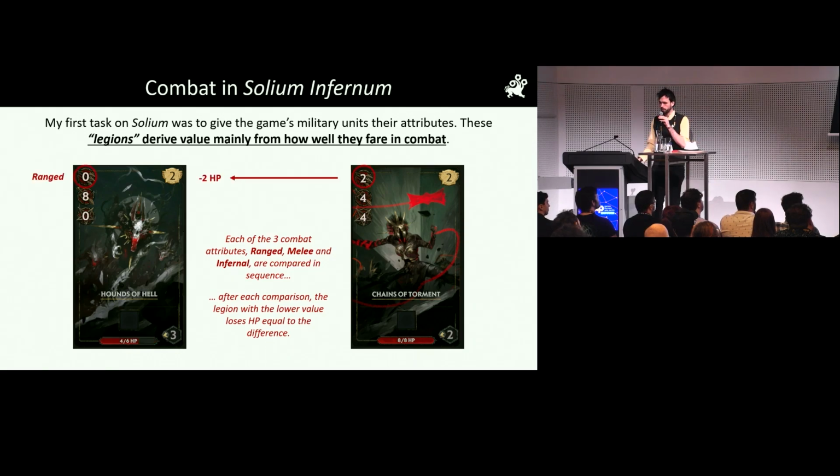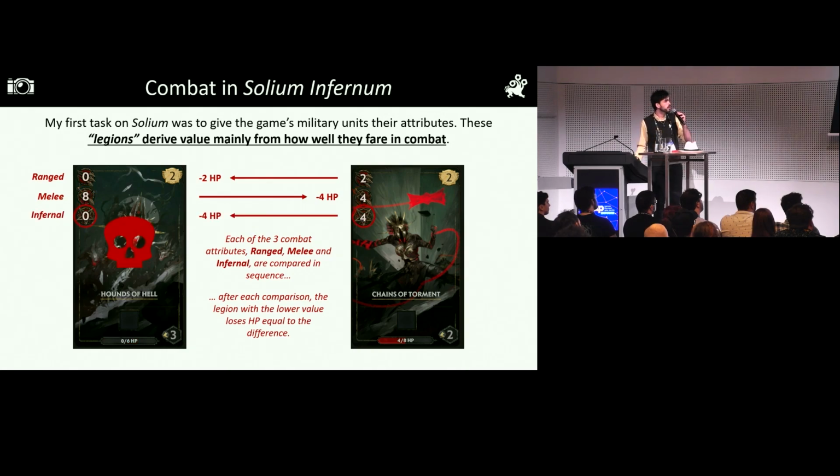So first of all, we compare the ranged attribute. Hounds of Hell have lost 2 hit points because 2 to 0. Next, the melee attribute. Chains of Torment lose 4 hit points. And finally, looks like the Hounds of Hell have lost. Sorry, folks. 4 to 0, 4 hit points. Often they only had 6 hit points to begin with. And that's all there is to it.